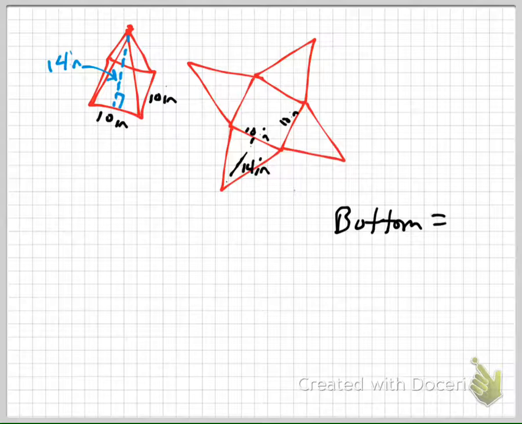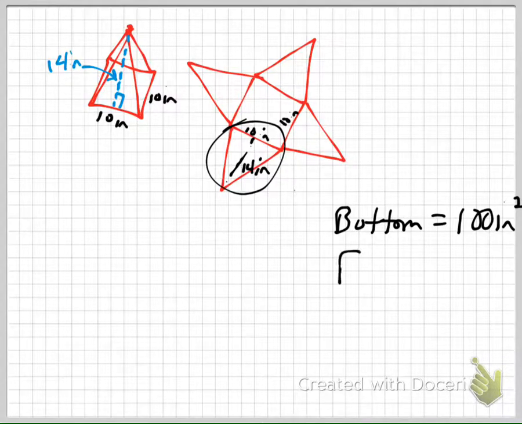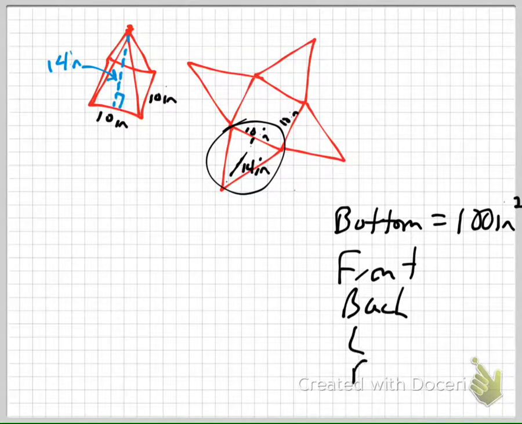What's the area of the bottom? 100 squared inches. Each side is the same. How do you know each side's the same? The base is the same for each one, right? Okay. So then we need to find the area of that triangle. This would be the front. There's a back. There's a left and a right.